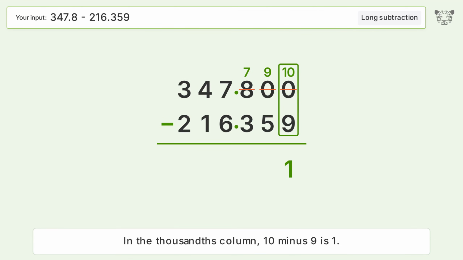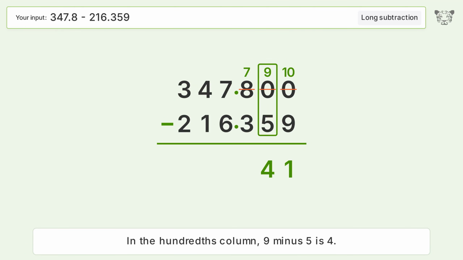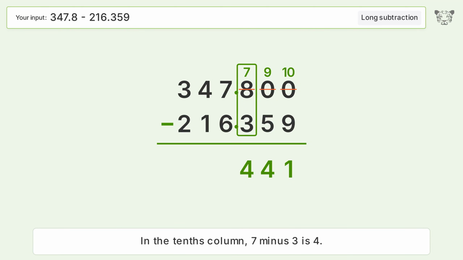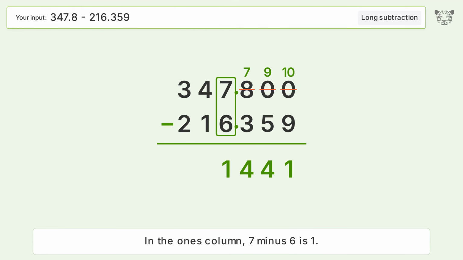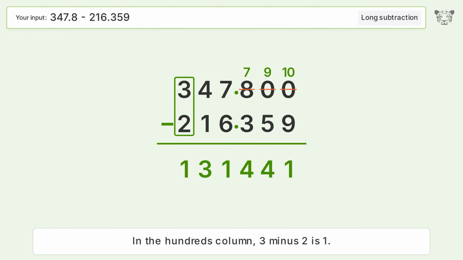In the thousandths column, 10 minus 9 is 1. In the hundredths column, 9 minus 5 is 4. In the tenths column, 7 minus 3 is 4. In the ones column, 7 minus 6 is 1. In the tens column, 4 minus 1 is 3. In the hundreds column, 3 minus 2 is 1.